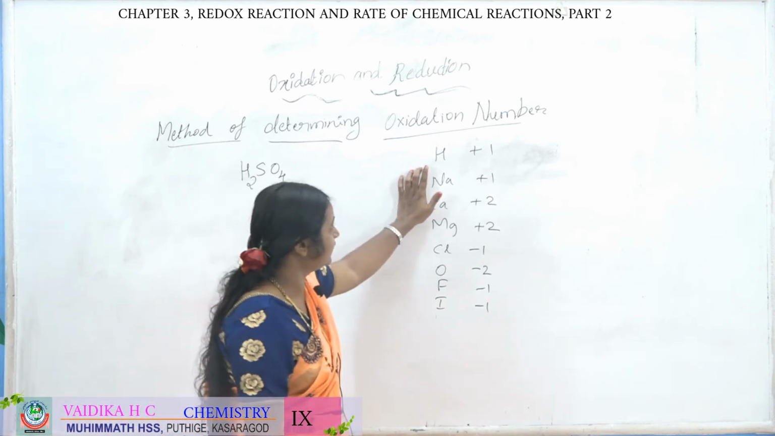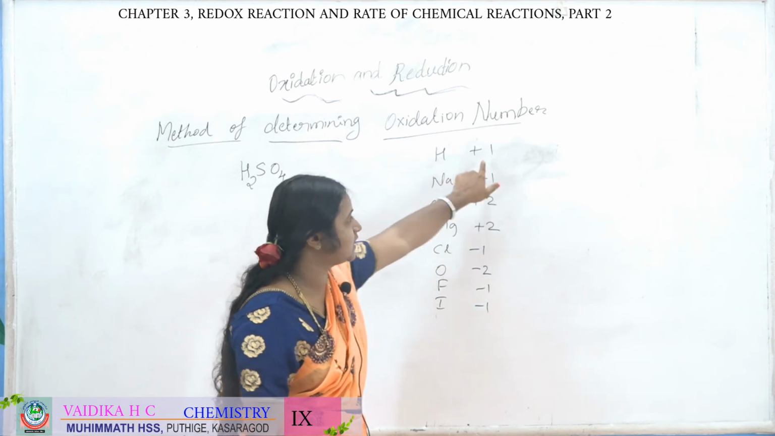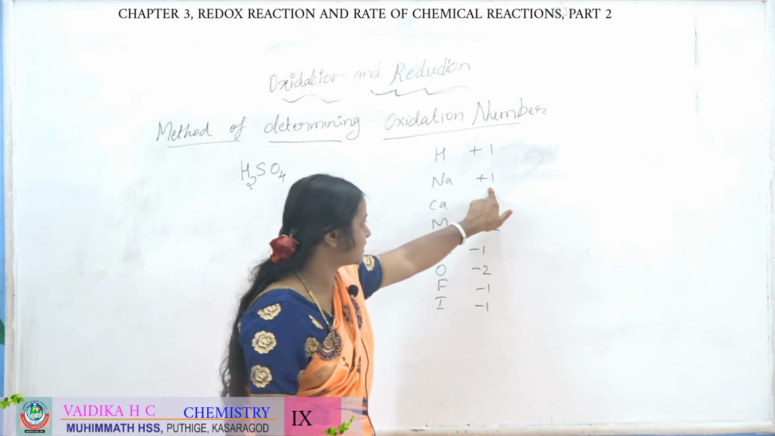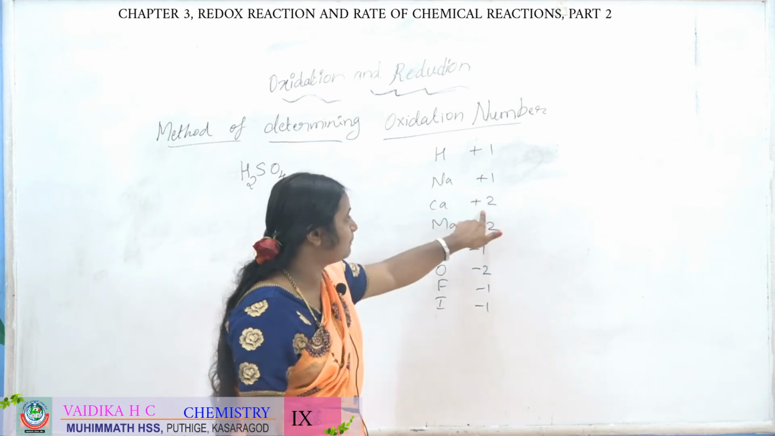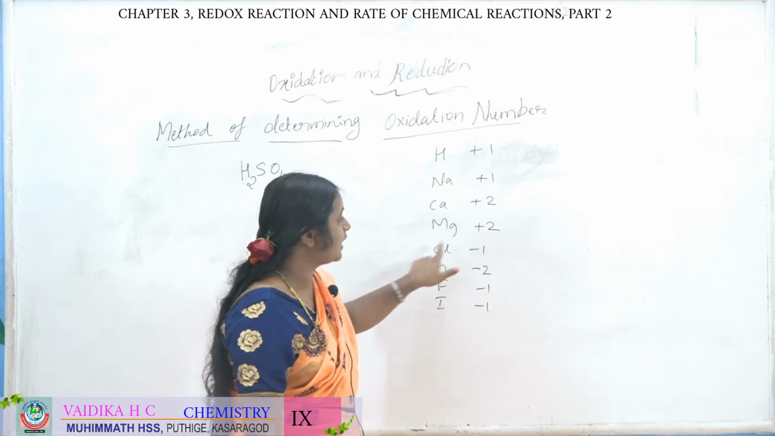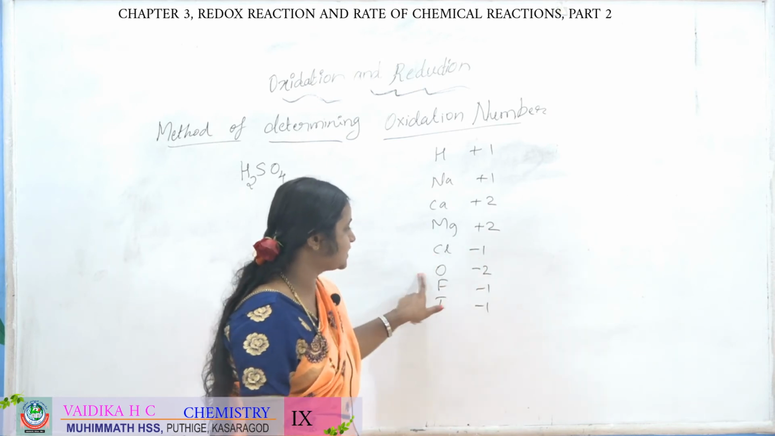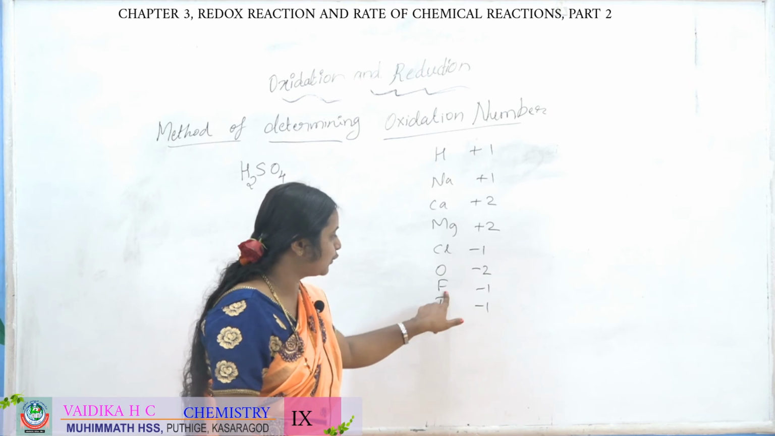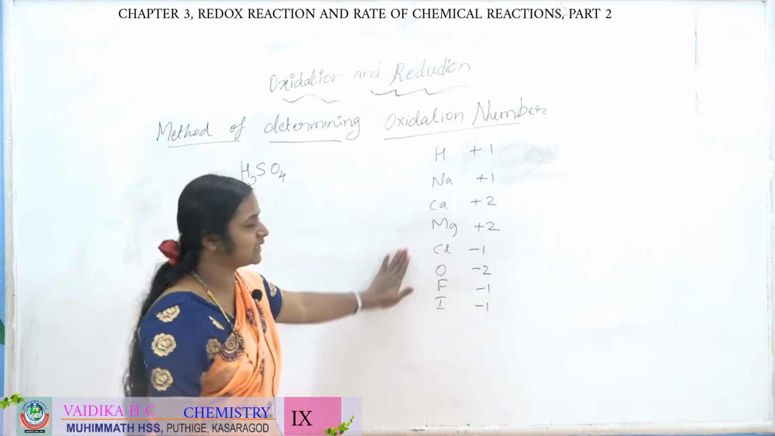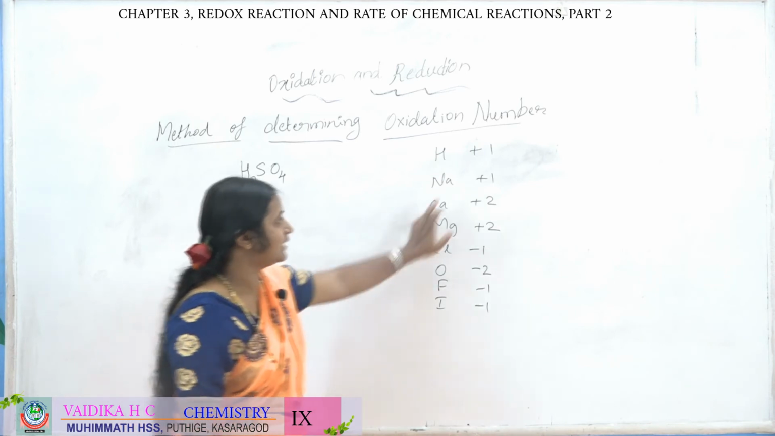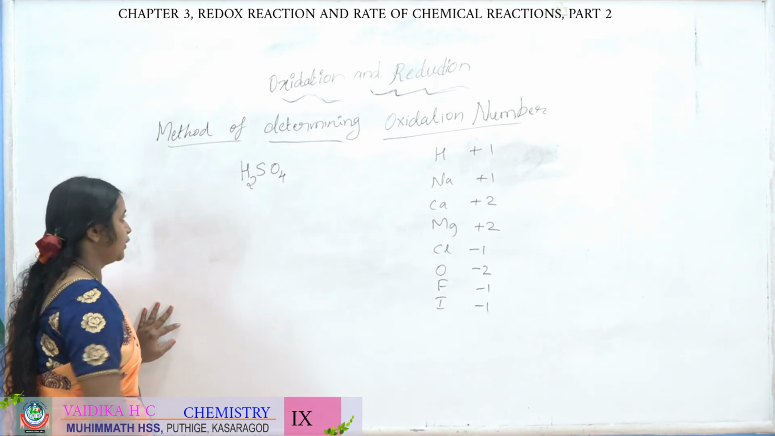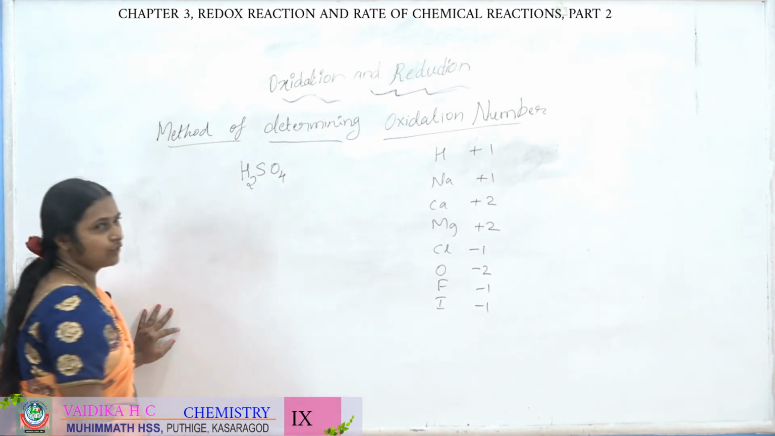Here hydrogen has oxidation number +1, sodium +1, calcium +2, magnesium +2, chlorine -1, oxygen -2, fluorine -1, iodine -1. These are some atoms and their oxidation numbers. Let us see a compound, that is H2SO4, sulfuric acid.